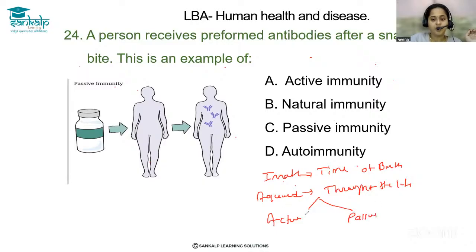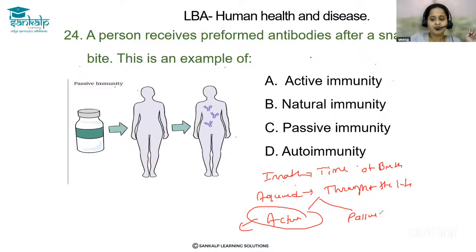Active immunity, like vaccines and all that, comes under active immunity. That is already given to the body of a person, and it acts against the infection or pathogen whenever the pathogen attacks.